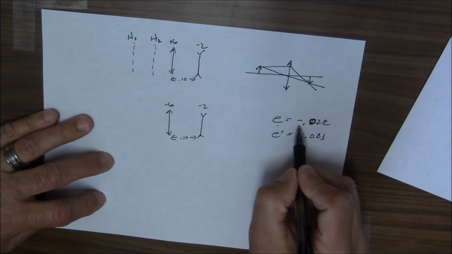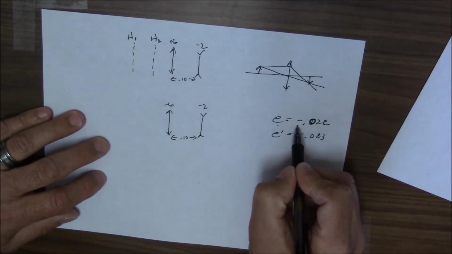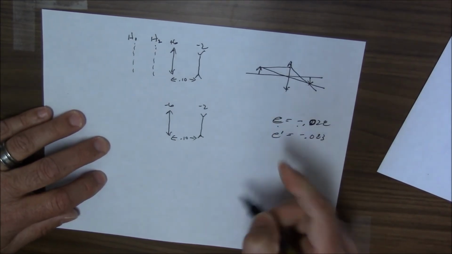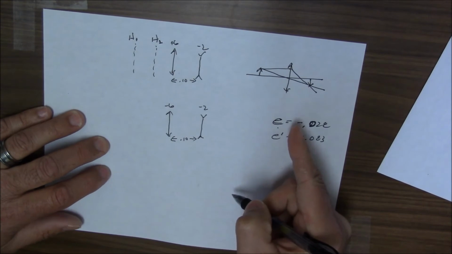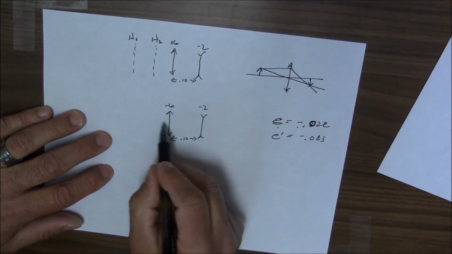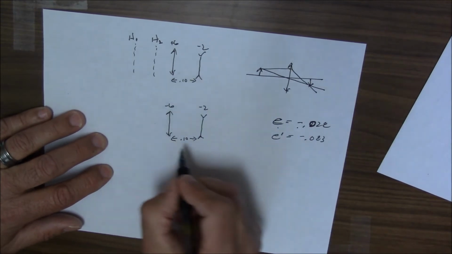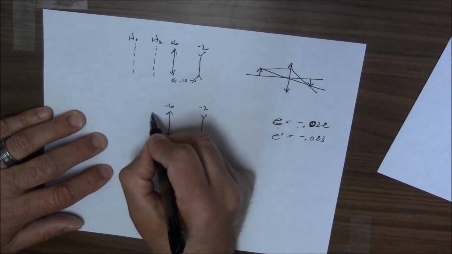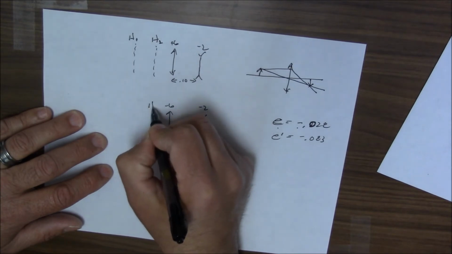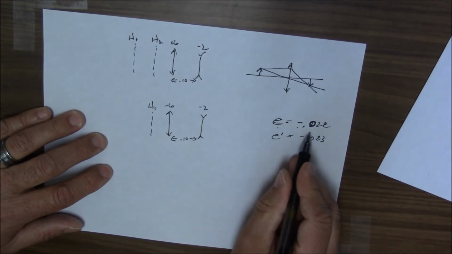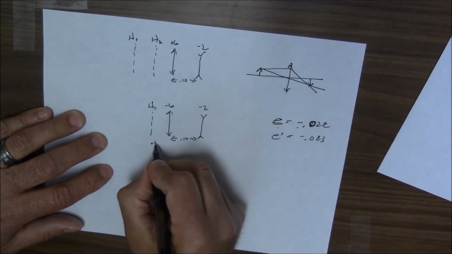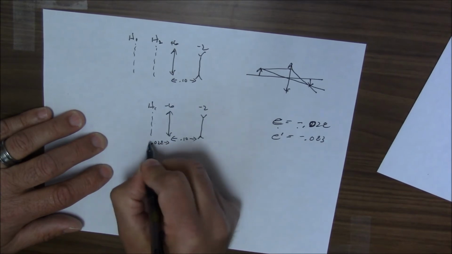Okay, and so this E value, this is from our front vertex power, so that's going to tell me where that value is going to be from the front surface of the lens. So that's going to give me the distance between my H1 over here, which is a distance of 0.028, so from here to here.